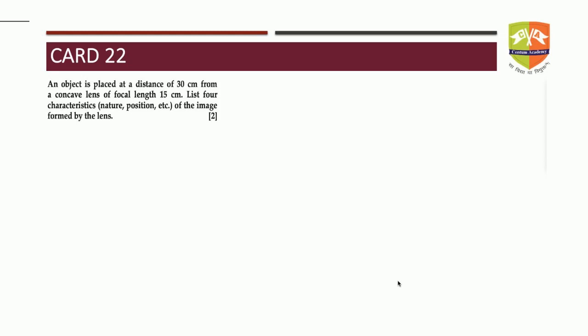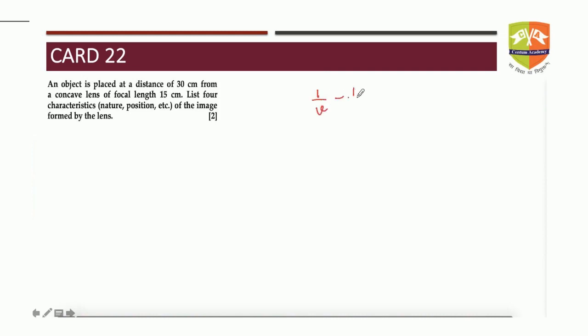So you can write that HI by HO would be equal to minus V divided by minus U, both gone. So it will be 10 divided by 30, which is 1 by 3. So you can see that HI is equal to HO by 3. It means that image would be diminished, to 1/3 of the size of the object.